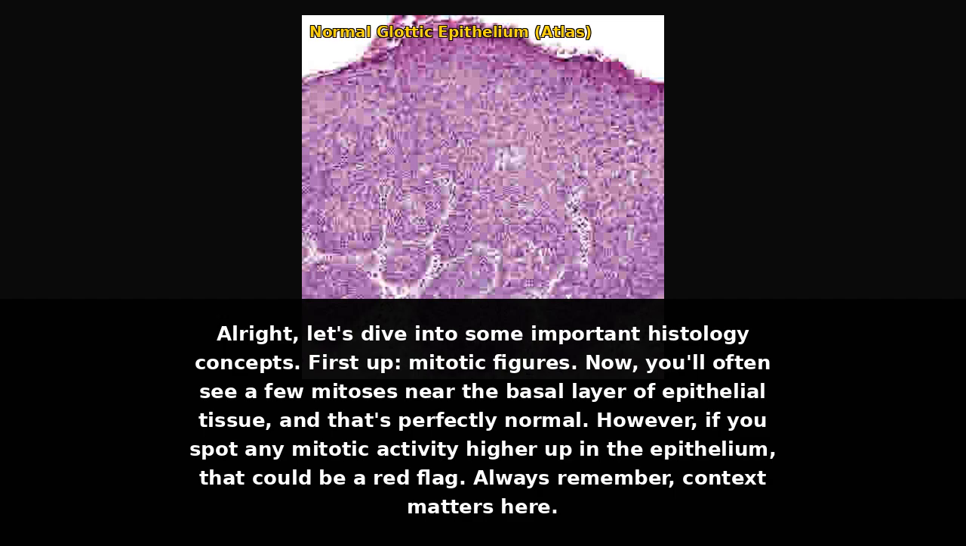All right, let's dive into some important histology concepts. First stop: mitotic figures. You'll often see a few mitoses near the basal layer of epithelial tissue, and that's perfectly normal. However, if you spot any mitotic activity higher up in the epithelium, that could be a red flag. Always remember context matters here.